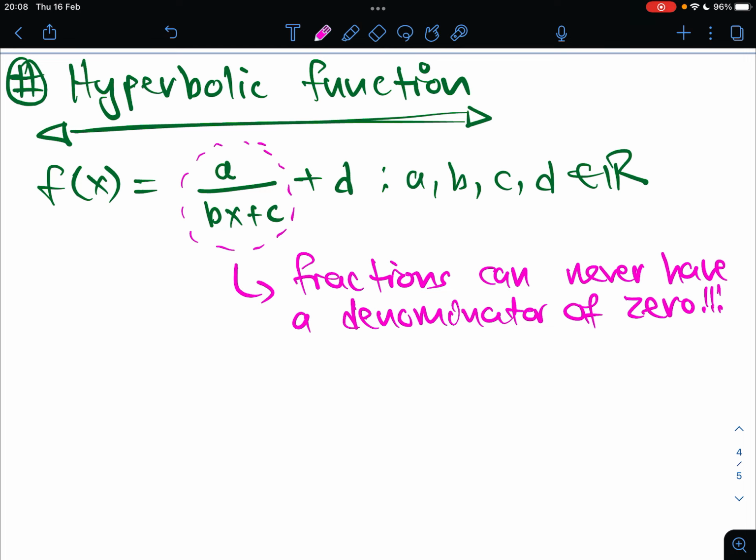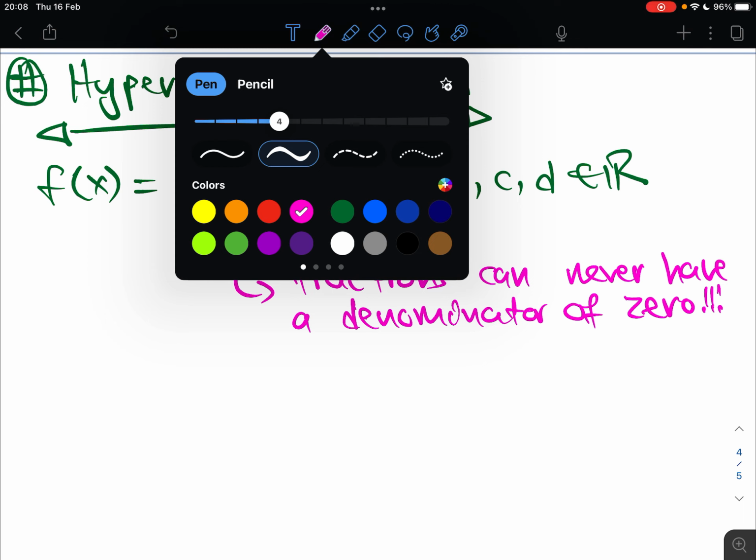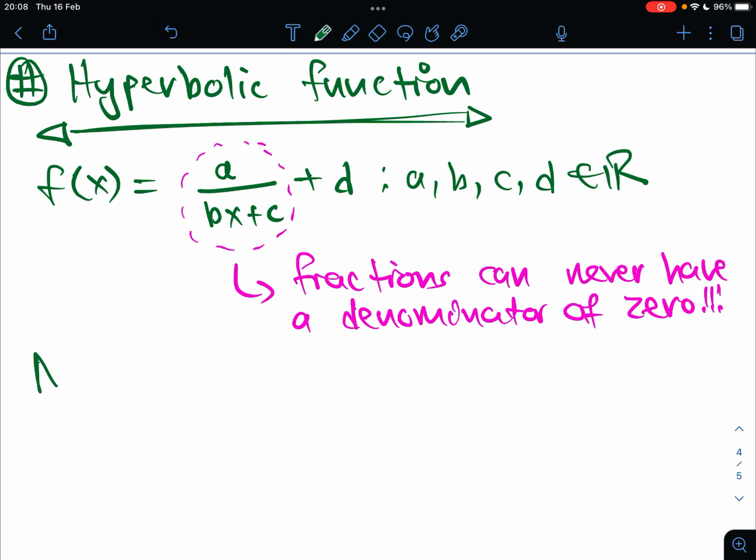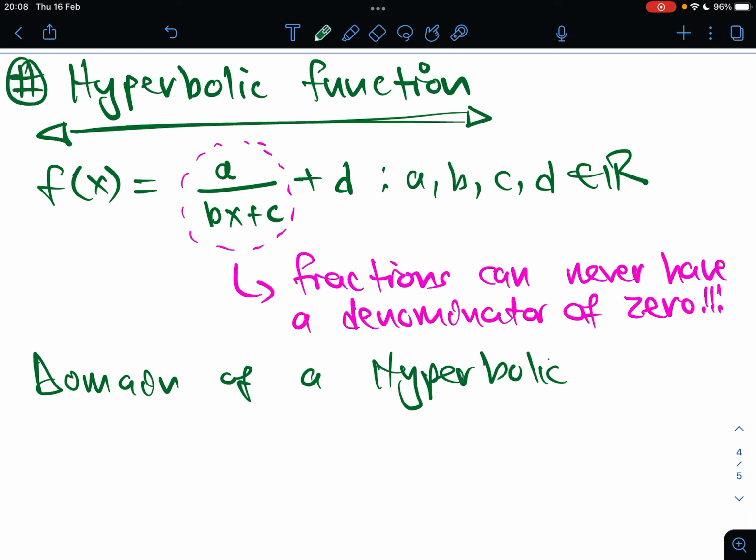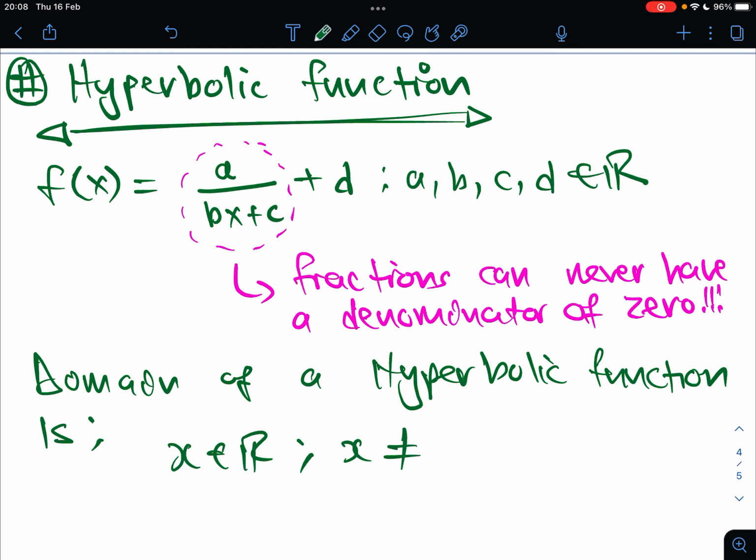You see that? So in general, what exactly is the domain of a hyperbolic function? The domain of a hyperbolic function is x element of real numbers, but here now there is a restriction. There is something that x cannot take. So x cannot be equal to negative c over b, because if you put negative c over b, that denominator will become 0, which messes everything up.